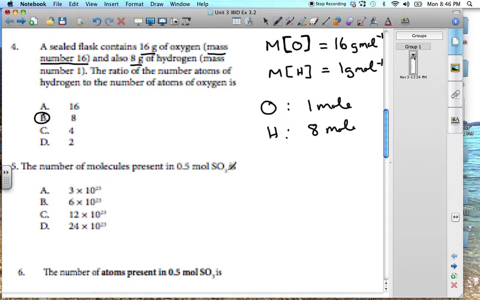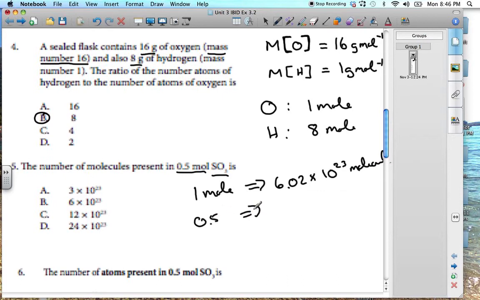Question B. Looking at 5, the number of molecules present in 0.5 moles of SO3. Now we know that 1 mole corresponds to 6.02 times 10 to the 23 molecules. So 0.5 mole would obviously equal half that amount, so it would be 3 times 10 to the 23. So we'd be looking at A.